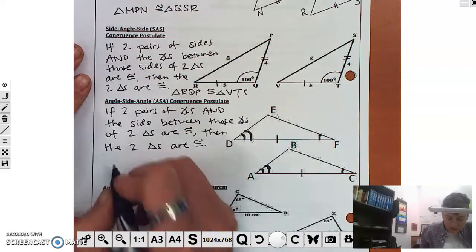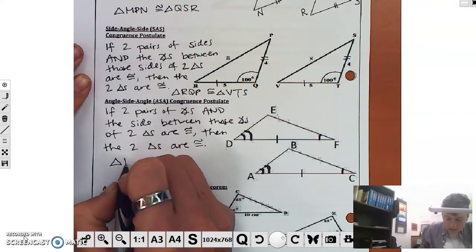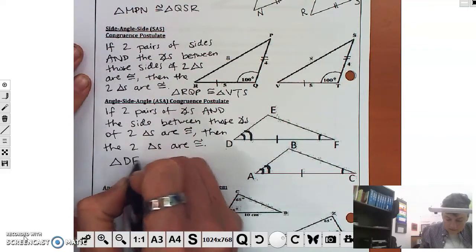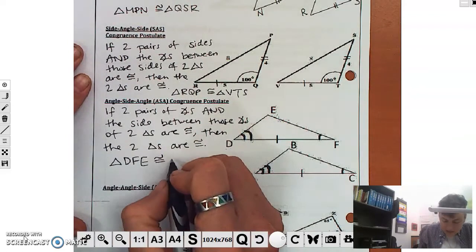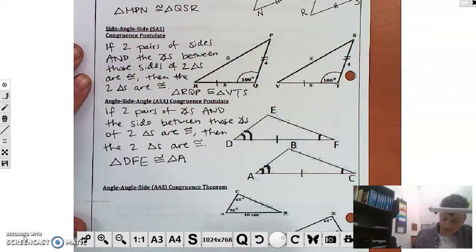So let's write our congruence statement. We got triangle DFE congruent to, well, who's D congruent to? A. Who is F congruent to? C. And E is congruent to B.